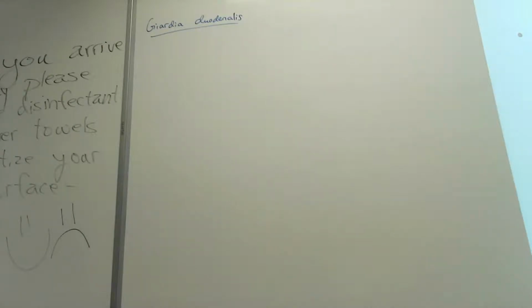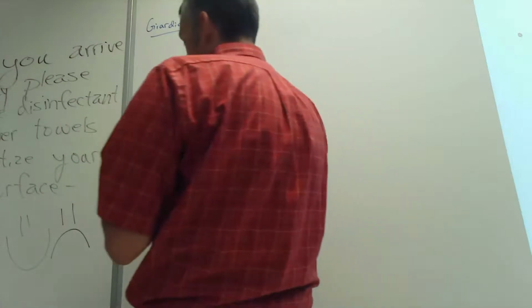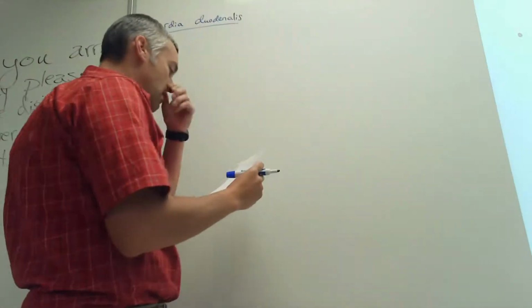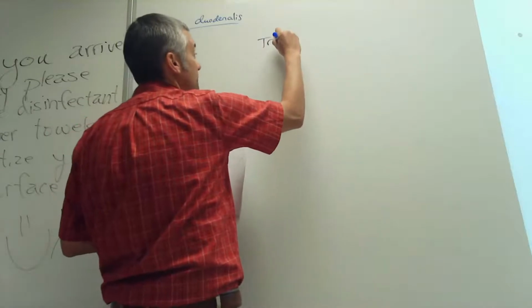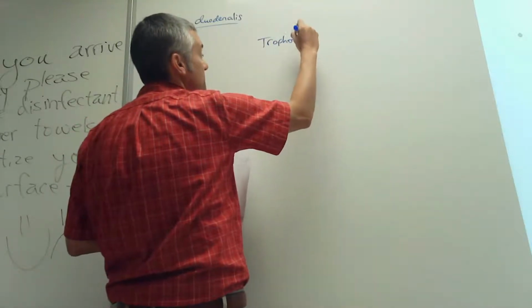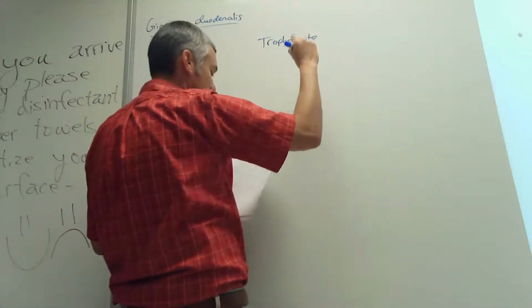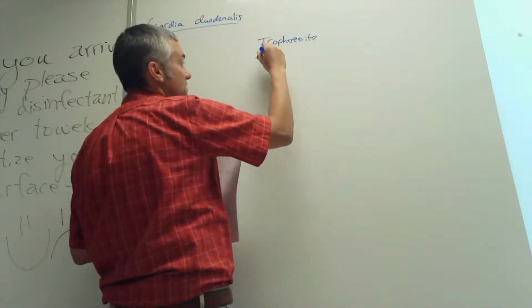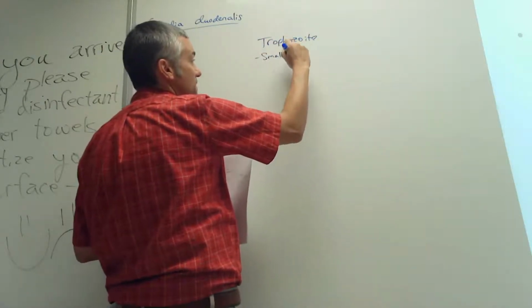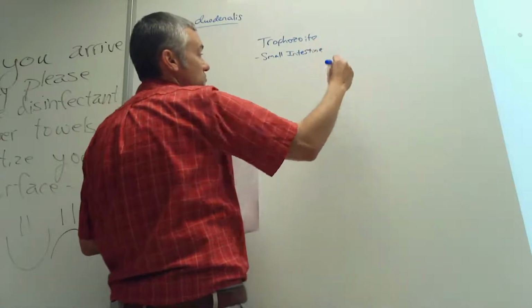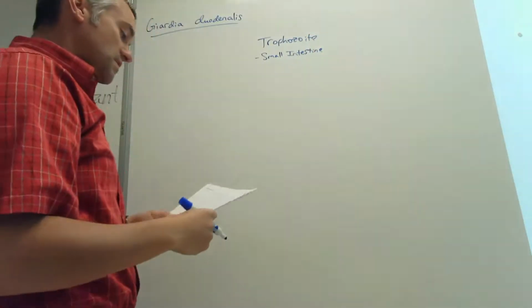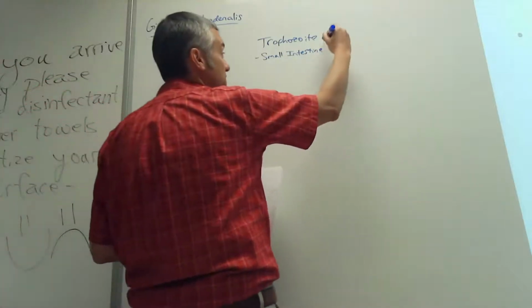Giardia duodenalis. All right, so we have our trophozoite stage. It's going to be the dominant stage in our gut. And this is going to be found in the small intestine. This is where it's going to attach and replicate. It's going to replicate by binary fission.